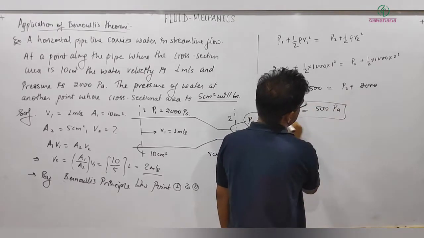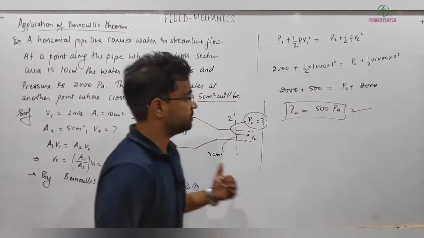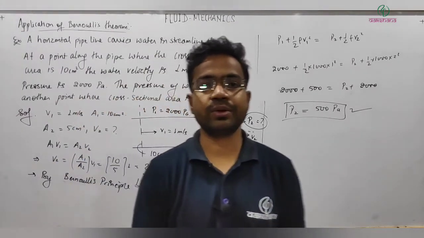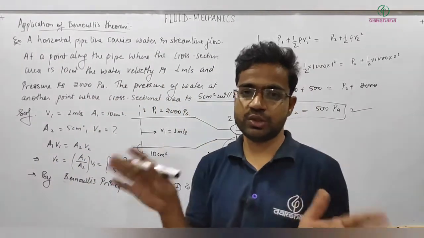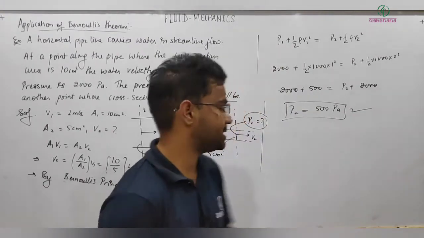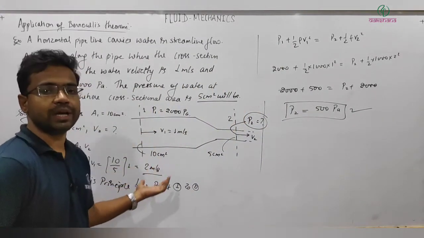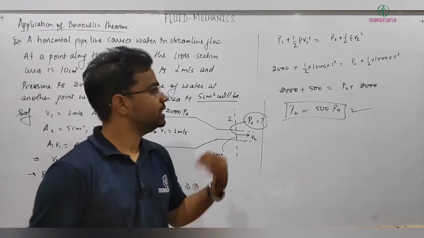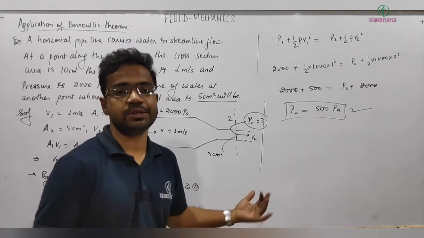So this is a simple problem, a simple application of Bernoulli's principle. I don't think you should have any confusion anywhere. We just need to understand the problem exactly, get the relation between what it is asking and what is given in the problem, try to correlate them, use the corresponding relation and substitute the values.